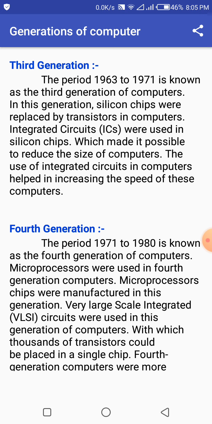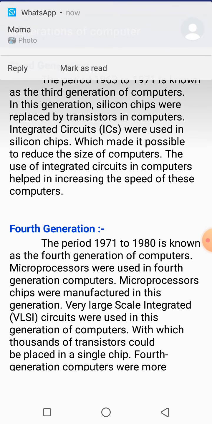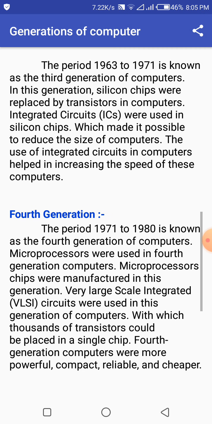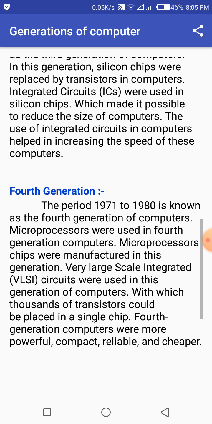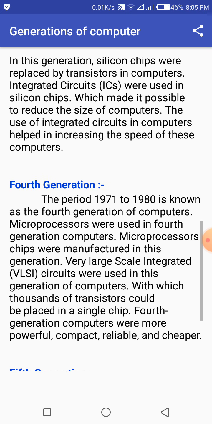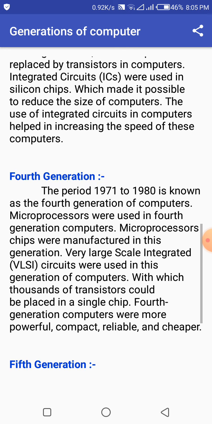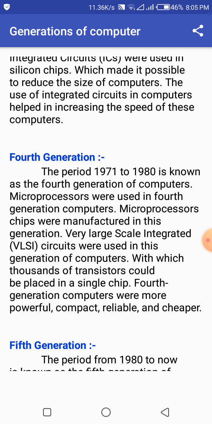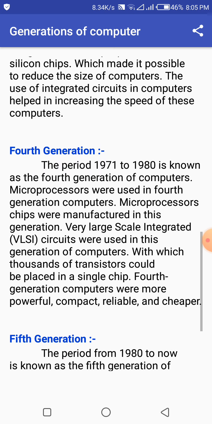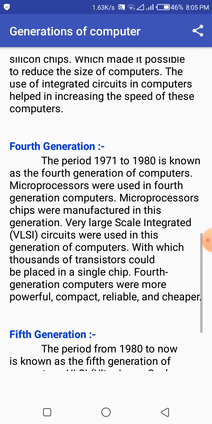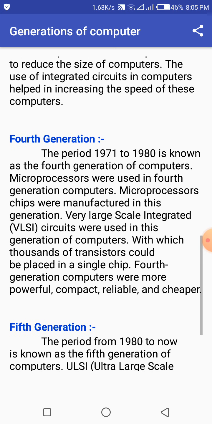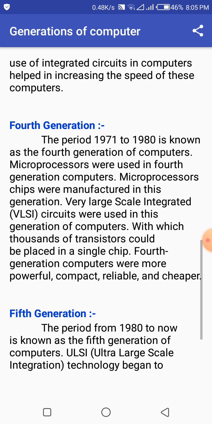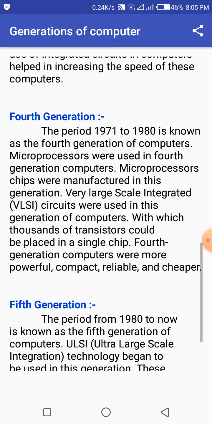Third generation. The period 1963 to 1971 is known as the third generation of computers, and in this generation silicon chips were replaced by transistors in computers. Integrated circuits, ICs, were used in silicon chips, which made it possible to reduce the size of computers. The use of integrated circuits in computers helped in increasing the speed of these computers.